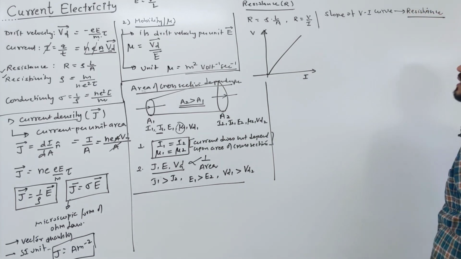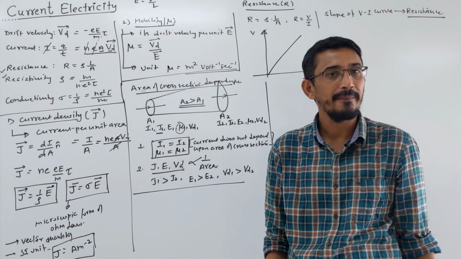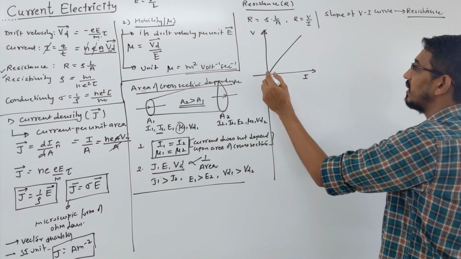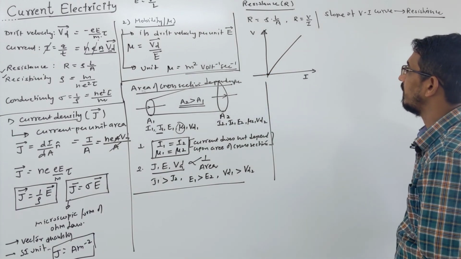Give attention. What does it give? It gives resistance. Okay. Yes. Slope of the V and I curve gives what? Resistance. Right. Now watch carefully.